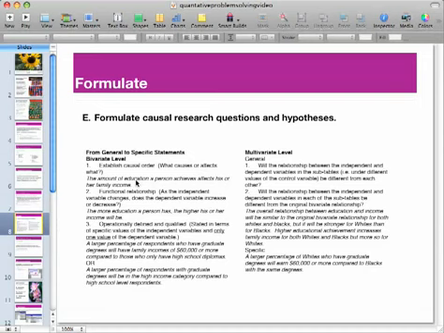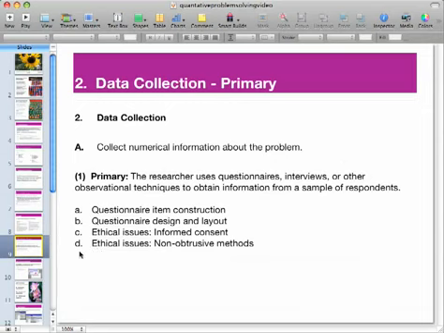For example, at the bivariate level, and I know you may not know what that means at this point in time, it would be looking at, for example, the amount of education a person achieves affects his or her family income. So once again, we're going to review and you're going to learn how to write causal research questions and hypotheses.